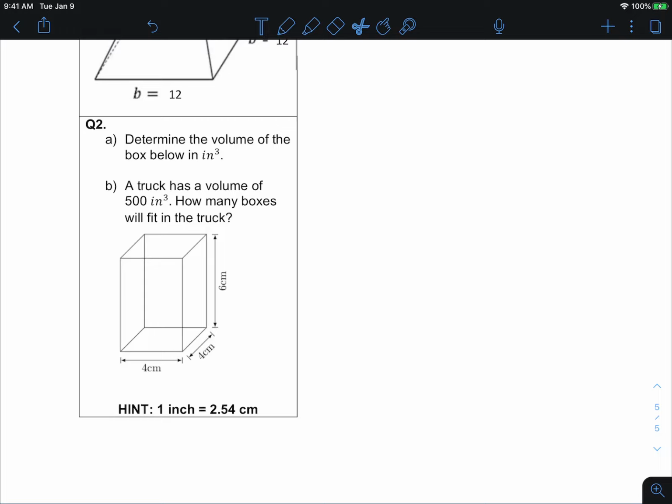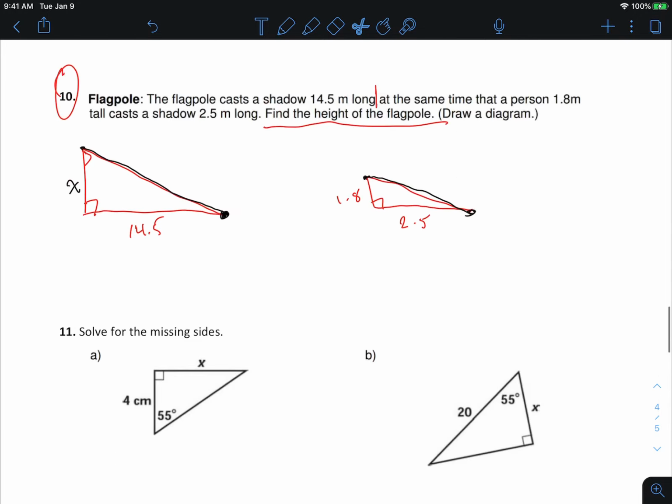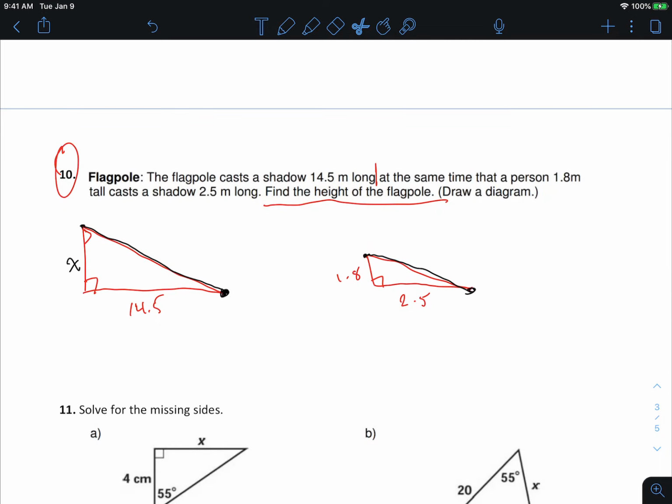So why don't you solve that for me, and then tell me how tall the flagpole is. All right. I'm going to label these. Do you need to do that? You can. Is that your fastest way?